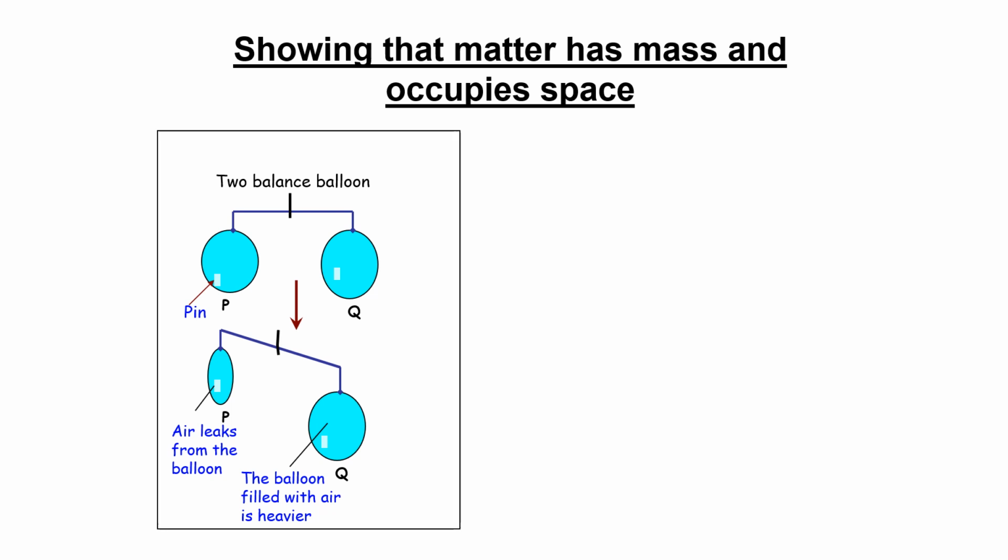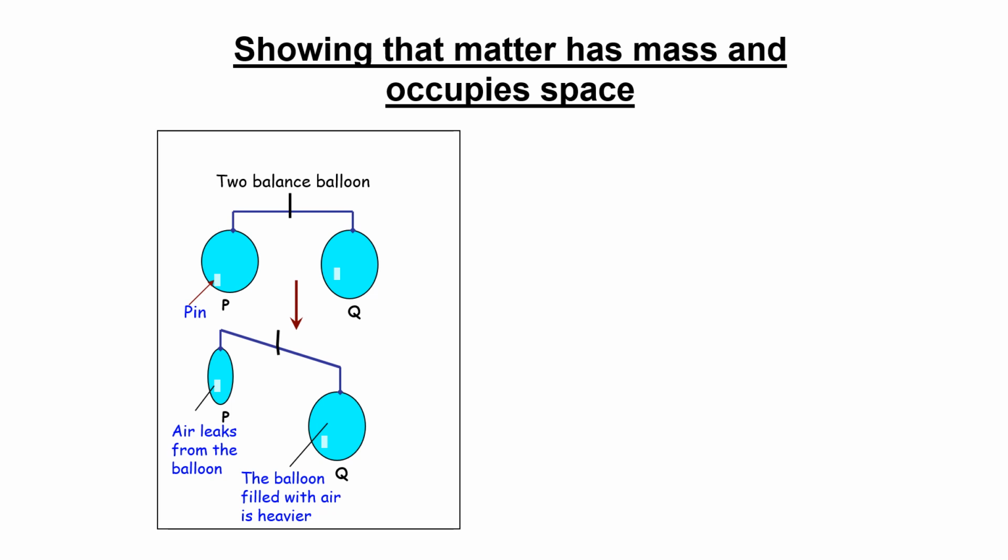Firstly, there are two balloons with labels P and Q in balance condition. When the balloon P is pierced with a pin or needle or whatever, air leaks from the balloon, making it lighter than before. As a result, they are unbalanced. In this case, the balloon Q filled with air is heavier than P. So, the conclusion is gases are matter.